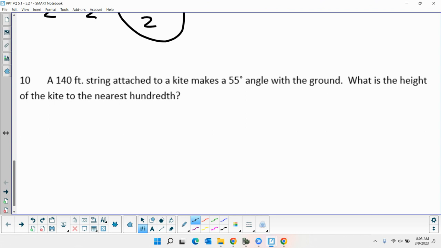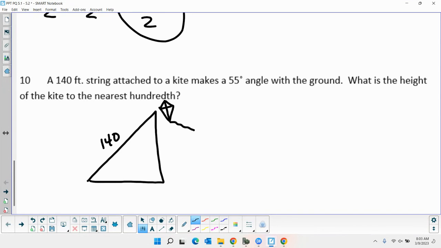All right? So a 140-foot string is attached to a kite, makes a 55-degree angle with the ground. Okay? So the string that's attached to the kite would be the hypotenuse. The kite's up here, right? 55-degree angle down here with the ground. Got a right triangle here. What is the height of the kite? So I'm looking from the ground straight up is the height. I'm looking for that X value. There's my picture. That makes sense?